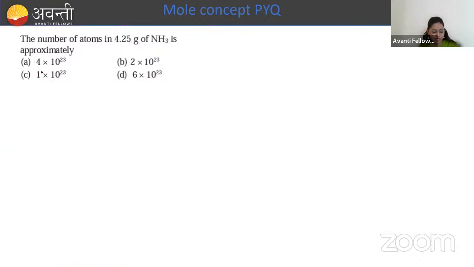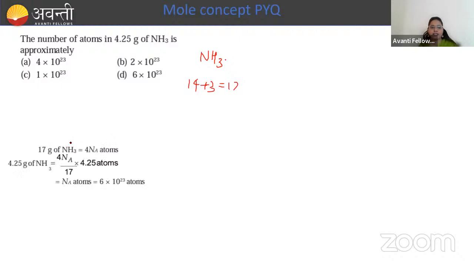So here the NH3 molecule is given, and we need to find out how many atoms will be present. So can you tell me the answer? 1, 2, 3, 4. NH3. Find out its atomic weight. Yes, 14 plus 3, it will be 17. Right? So see the answer. 17 gram of NH3 will contain 4 Na atoms. The number of atoms in 4.25 gram of NH3 is approximately 4 Na atoms.